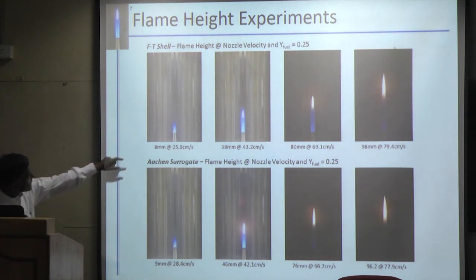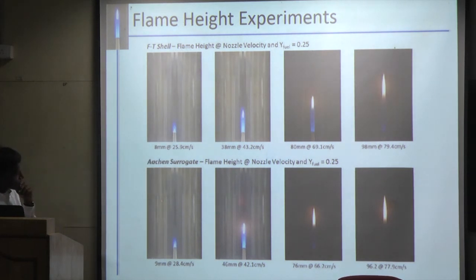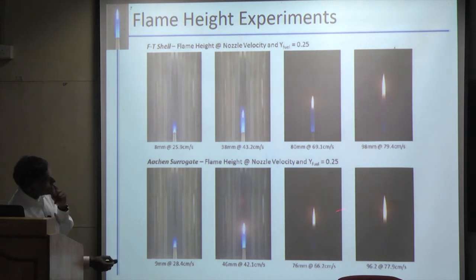So this is the flame height, and this is the jet velocity at which this comes out. You can see that the heights match pretty well between the Fischer-Tropsch and the surrogate. It's a pretty good match between the flame heights at similar velocities. These are just a comparison of flame height at different flow rates between the Fischer-Tropsch JP8 and the Aachen surrogate.